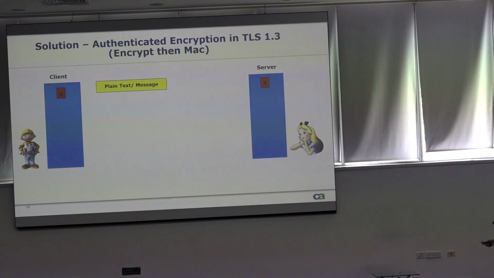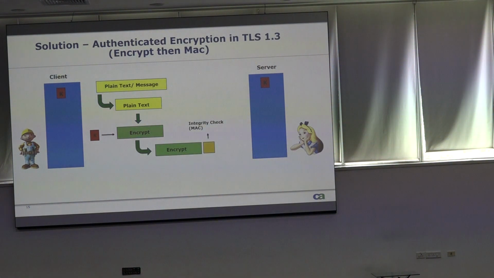You have the plaintext, right? Now the plaintext is encrypted initially by using the session key. You get the encrypted ciphertext, all right? Now on this encrypted ciphertext, you compute the MAC, the integrity check, all right? Now what's sent from the client to the server is the ciphertext that was computed in step 2 and the MAC that was computed in step 2, all right?